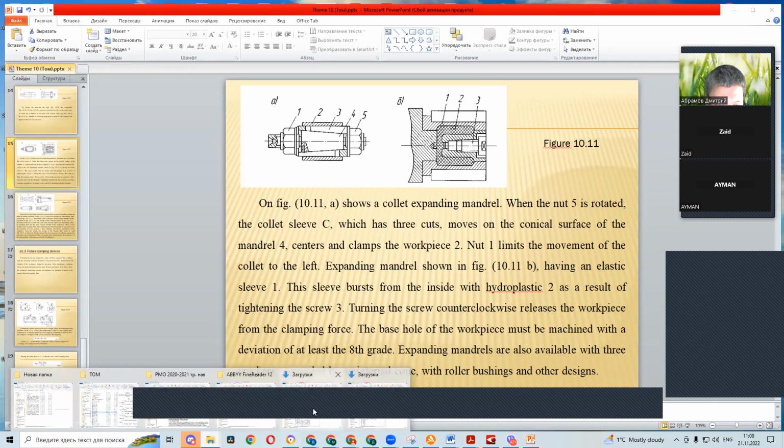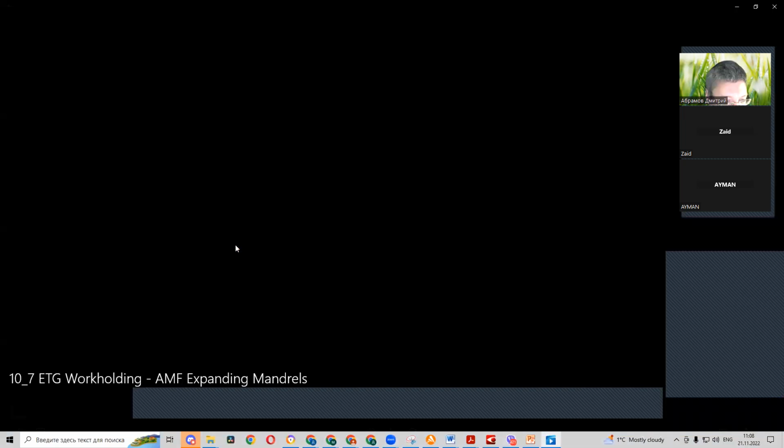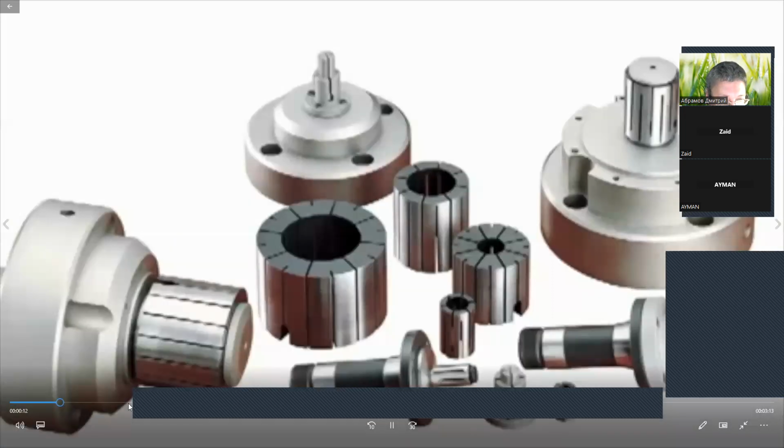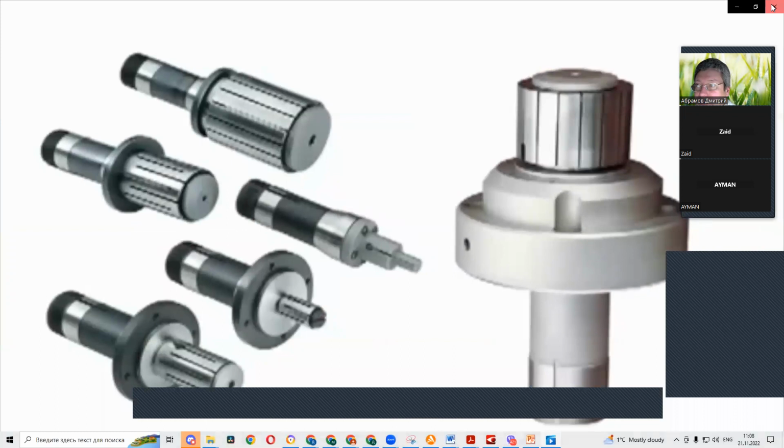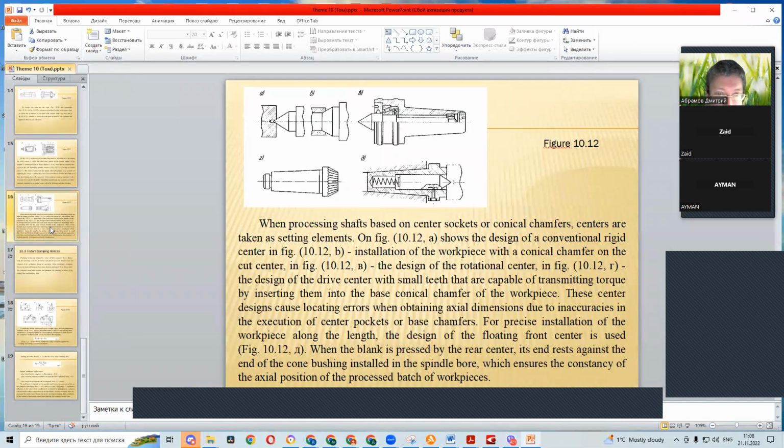Do we have a video about this type of fixture? 10.7. It was the last one, about mandrels. We haven't any more videos, so we continue.